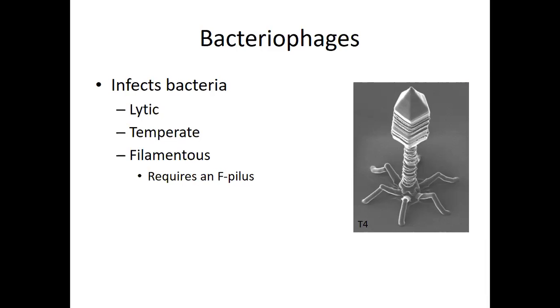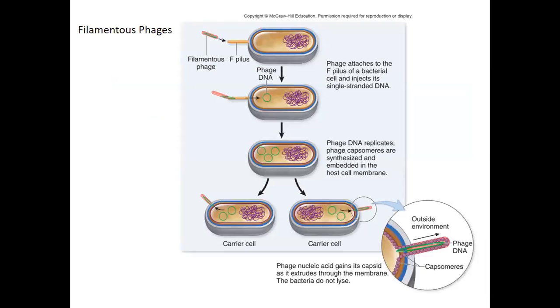So the last phage that we're going to talk about here before we move on is the filamentous phage. This actually requires something called an F pilus. We haven't really talked about that yet, but an F pilus is an important component on bacteria that can undergo something called conjugation, which is a fancy word for bacteria sex. This is actually one of the ways that bacteria can share genetic information.